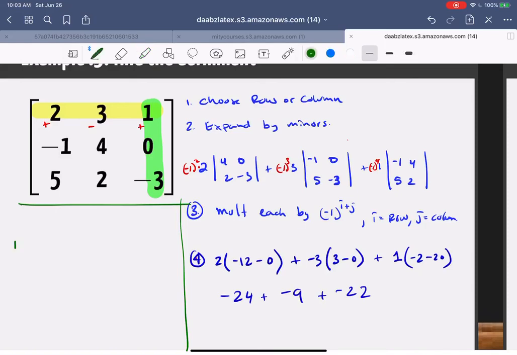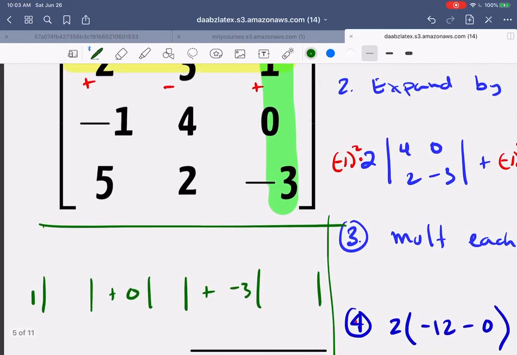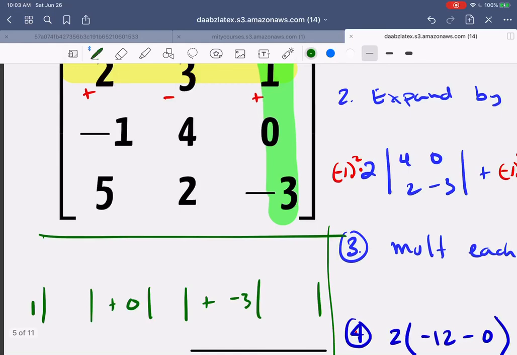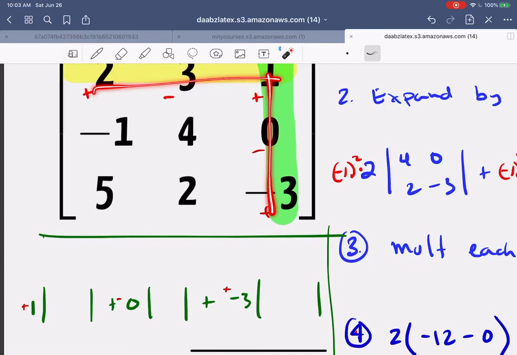So it'll be 1 times some submatrix plus 0 times some submatrix plus -3 times some submatrix. Now I'm going to try to check my signs here. So let's go with red for the signs. This is plus, this is minus, this is plus. So I'm not changing those signs. Now take care of the submatrices. This one is, if I cross out row and column, that gives me this submatrix.